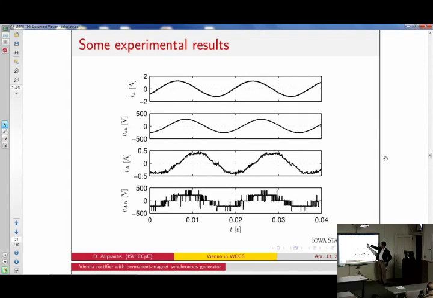So it's good to have this type of current and not this type of current from a variable frequency drive. So this is one of the advantages.